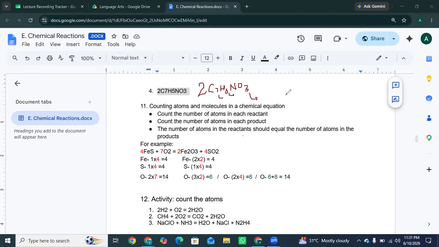the total number of atoms, which is like 7 into 2, which is 14, 5 into 2, which is 10, 1 into 2, which is 2, and also O, 3 into 2, this oxygen atom. Okay? 3 into 2, which is 6. Then you have to add all the answers, and then you will get the total number of atoms.